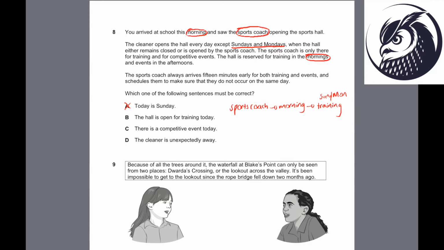C says there is a competitive event today. Again, if there's a competitive event, the sports coach would be opening it in the afternoon. So again, you know for sure C is not correct. And then D is a bit of an irrelevant option. The cleaner's unexpectedly away. That's kind of like a red herring there, guys. You can't just assume that the cleaner is going to be away. You have to make your answer based on the information that's given. So therefore D, we should cross out, and hence B is our best answer.